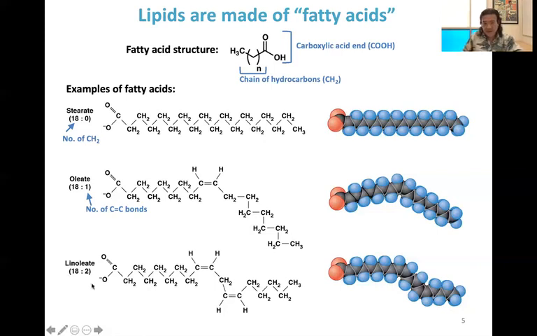And then here's a third example, again made up of 18 carbons, but now you have 2 double bonds. And so this particular fatty acid we call linoleate. And you might say, well, this is just getting too detailed, because who cares? They're all 18 carbons and they're pretty much the same, except they have different slight bends in them. Why bother going to the trouble of giving these things different names?